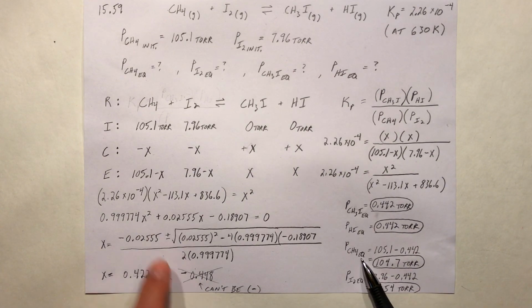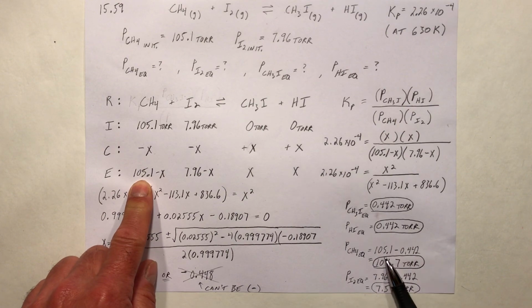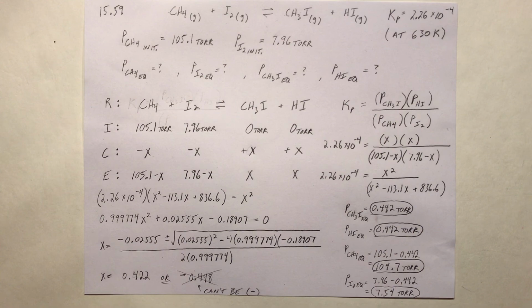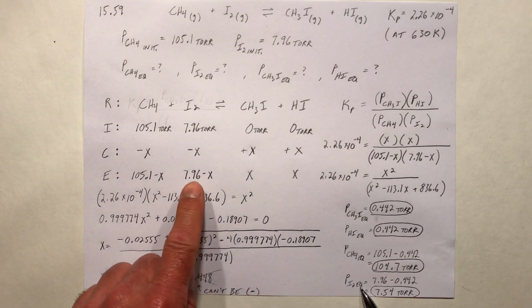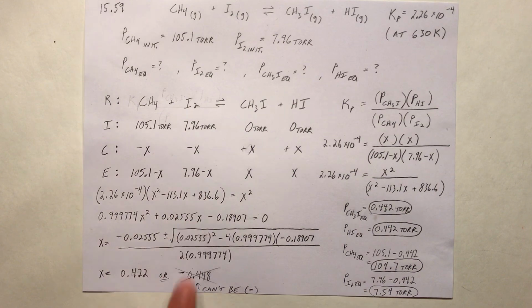We know the pressure of CH4 is 105.1 minus x, so 105.1 minus 0.442, it's 104.7. And the pressure at equilibrium for I2 is 7.96 minus x, or 7.96 minus 0.442, which is 7.52 torr. Good luck.